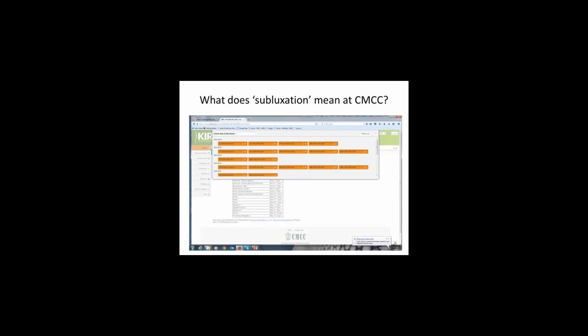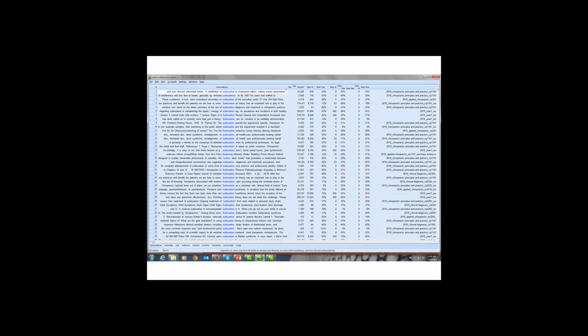Later, we performed the same sort of analysis using the contents of the curriculum at CMCC from 2010. We examined 39 courses looking at more than 3 million words of text. In total, there were 1,777 examples of the word subluxation, but by eliminating duplicates, we finally identified 573 unique examples of usage, and we were able to discern 3 naturally occurring meanings.